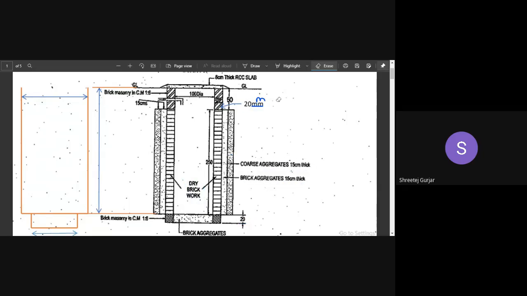Let us just check. So you can observe ground level is here, and this is the bottom layer. So entire thing, what is the height? So it is 50 plus 250. So it is 300 centimeters, meaning what? It is 3 meters, right? 300 centimeters or 3 meters, starting from ground level, 50 plus 250.